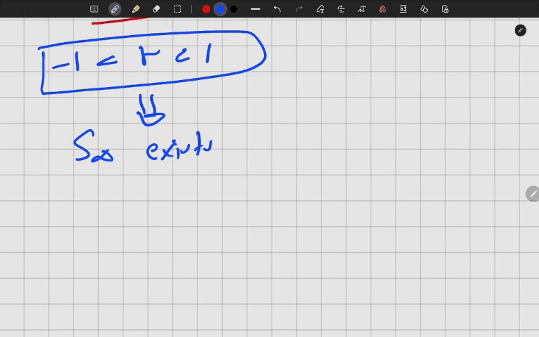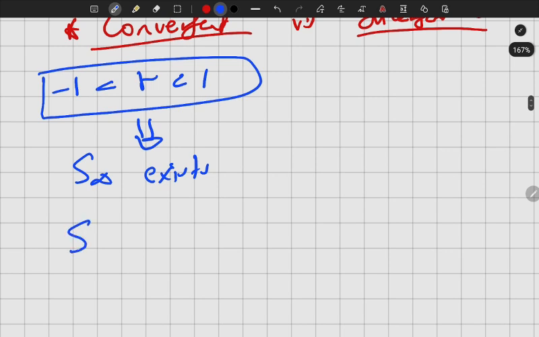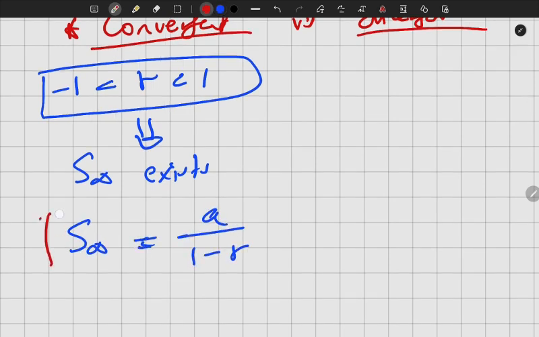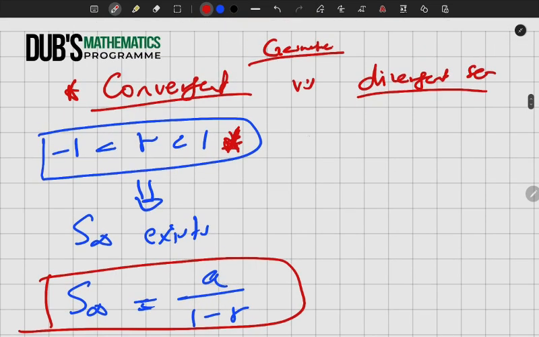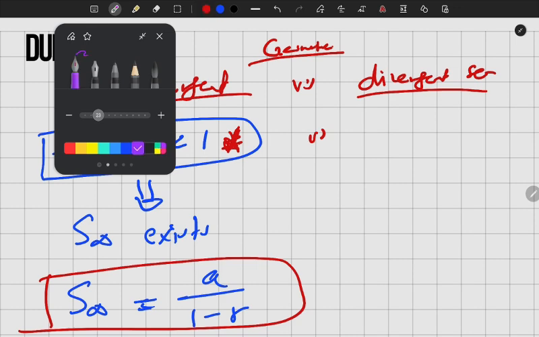Because it simply means that the more terms you add to your sum, the sum does not increase that much. It increases slowly after some point. So then what is the sum to infinity? We know it's a over 1 minus r. You can only use this formula for sum to infinity if our series converges, which means if our r is between -1 and 1, only for a geometric series. So whenever they talk about convergent, your first step is to write this condition down, that r must be between -1 and 1.